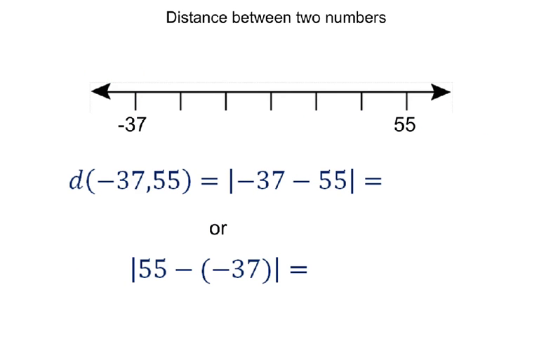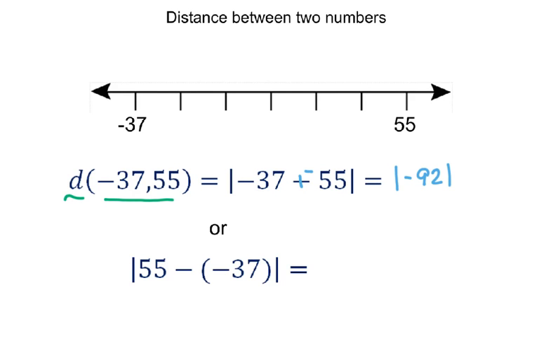Distances between two numbers. So this D here in italics is representing distance between the numbers -37 and 55. So you can subtract these two numbers from each other in either order as long as you use absolute value bars. So we can do -37 minus 55, which what we would do with that, of course, is make that an addition of a negative number. And together we get -92.